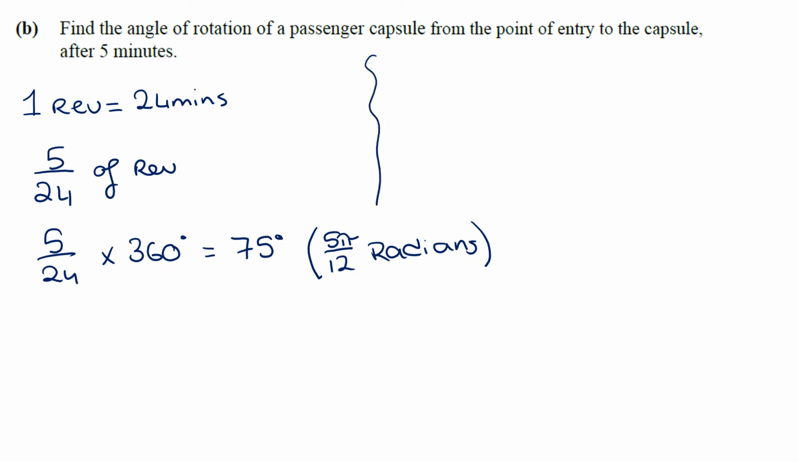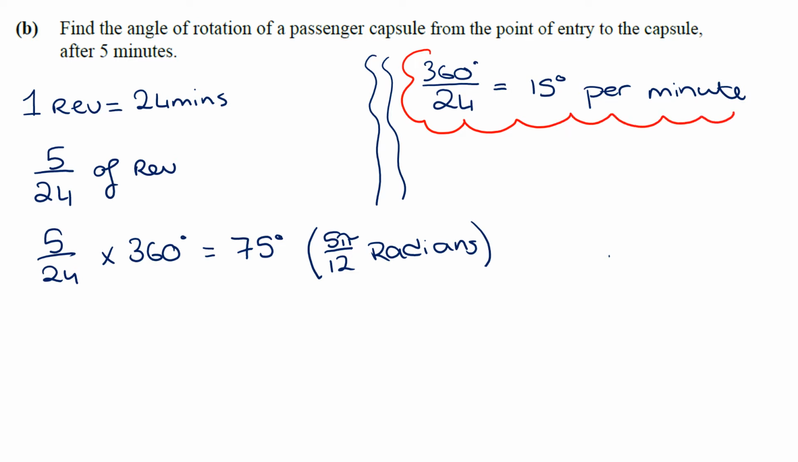What we can do in this case is go one step further and say, well, look, there's one revolution every 24 minutes. So you could figure out how many degrees we have per minute. If I divide 360 by 24, I get 15 degrees per minute. So that's how much it moves, and that might be useful later on in the question. You could have used this and then multiplied your answer by 5 to get your 75. But going straight to fractions is fine for this question.